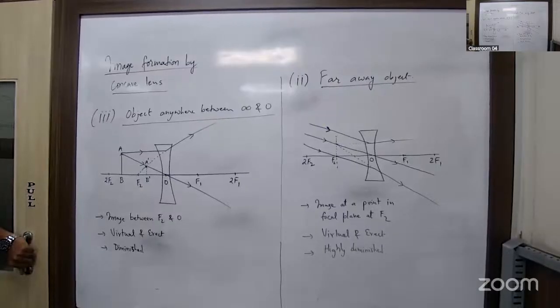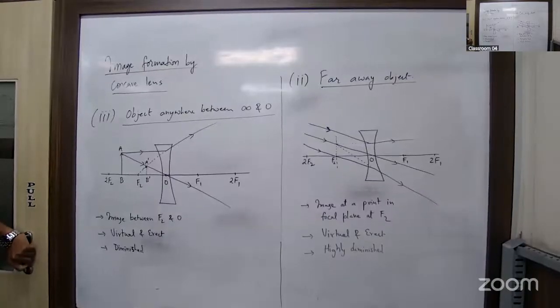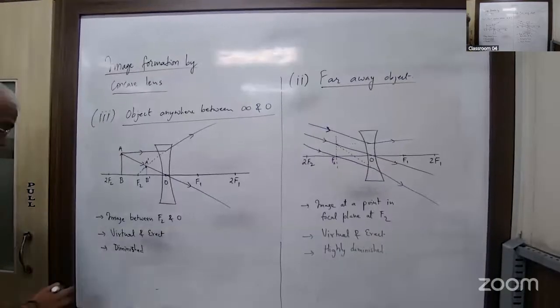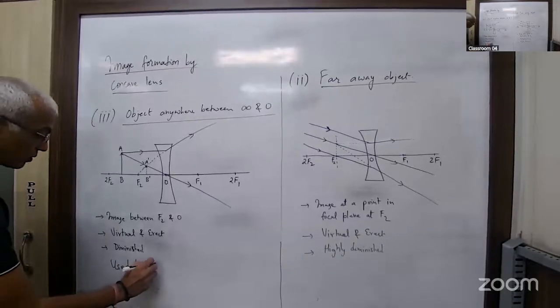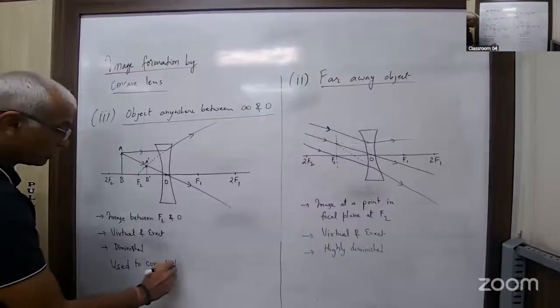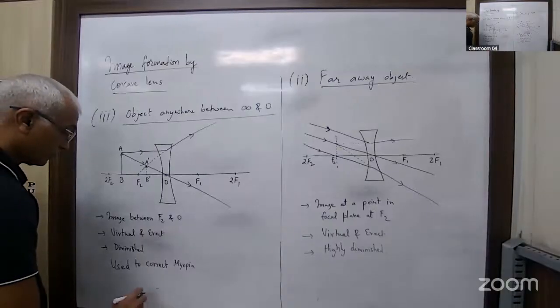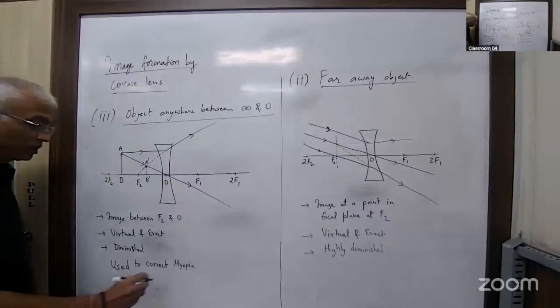Glasses, yes sir. It is used for correcting which defect? Myopia. Whenever the far vision is defective, when the eye is not able to see the far object, that's when this diverging lens is used to correct myopia. Myopia is basically short-sightedness.